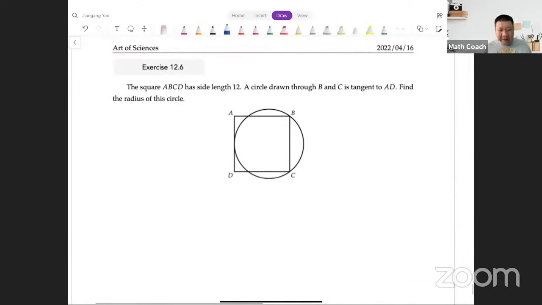The square ABCD has side length 12. A circle drawn through B and C is tangent to AD. Find the radius of this circle. 74, go ahead. Yes, 7.5 is the correct answer.